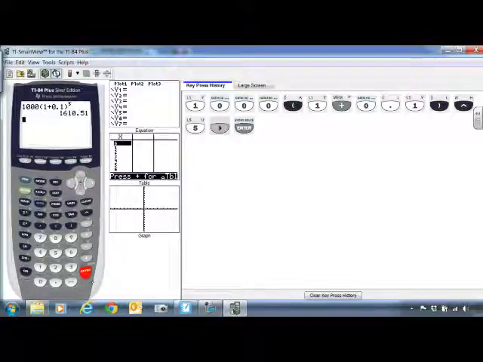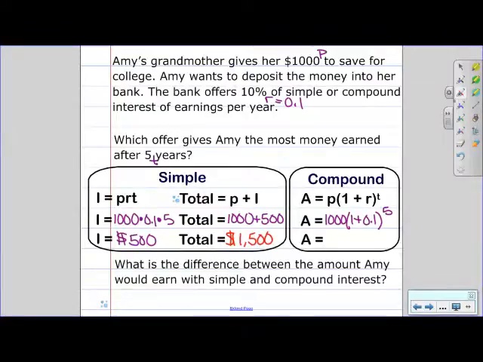Now let's go back to our question. So the amount of money earned using compound interest is $1,610.51. Now this includes the interest. So that is the final step.